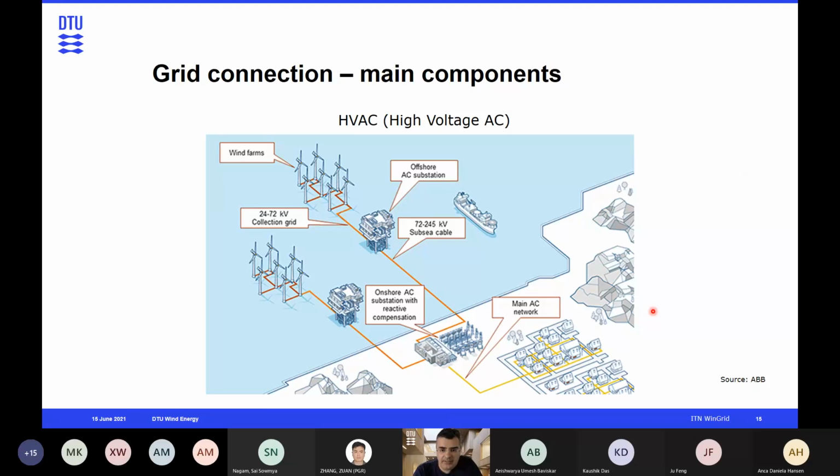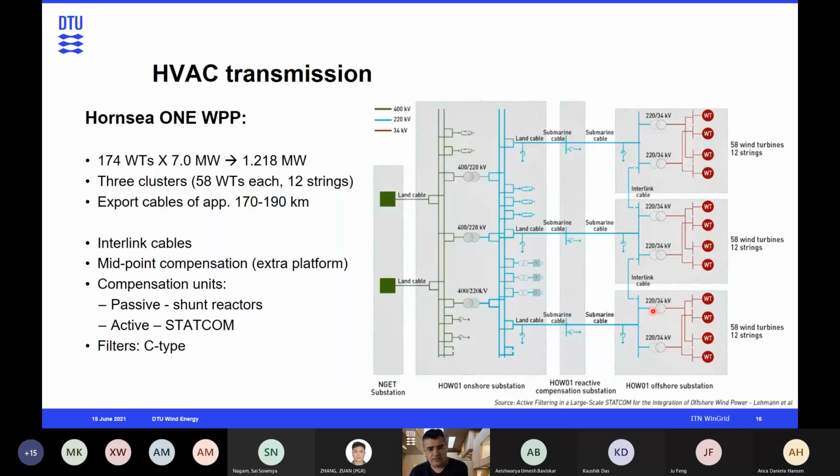Moving on, again, the grid connection main components. I think I already talked about that, so I will skip it. But what I didn't show earlier is that even for AC connected wind, when we look into the details, it has an electrical infrastructure which is a bit more complex than what first meets the eye. And here we have the single line diagram of the Hornsea 1 wind power plant, which I think is still the largest in the world. This lately changes quite quickly.